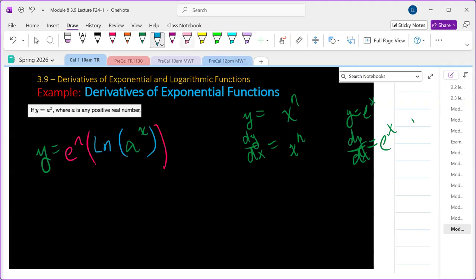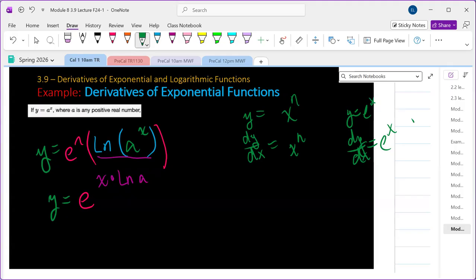Now I'm going to use my log rules inside here. The natural log of a to the x is just x times the natural log of a. Because natural logs take the power, bring it down in front of the log, and multiply. So natural log of a, now a is just some number, some constant. So the natural log of a number is itself a number. So this is now x times a number. It's a weird number because it's natural log of a, but it's a number.